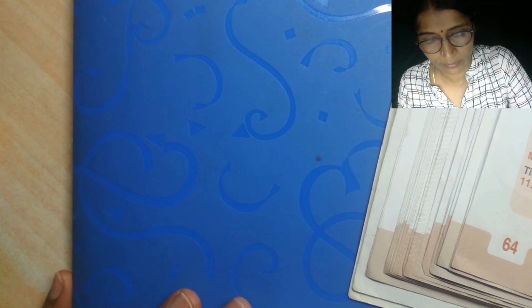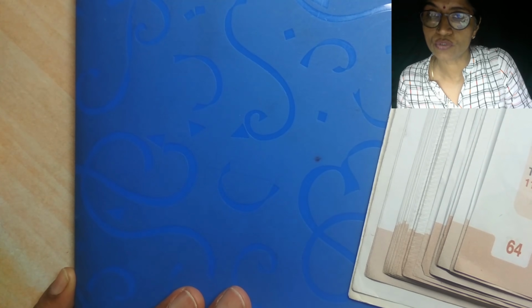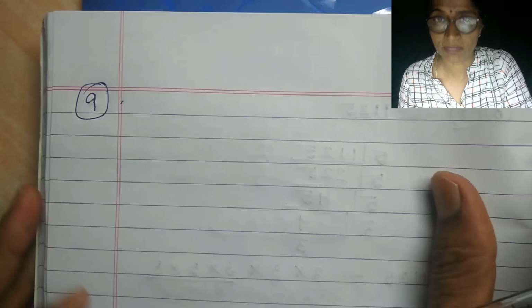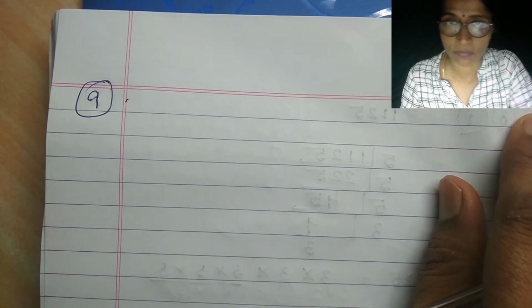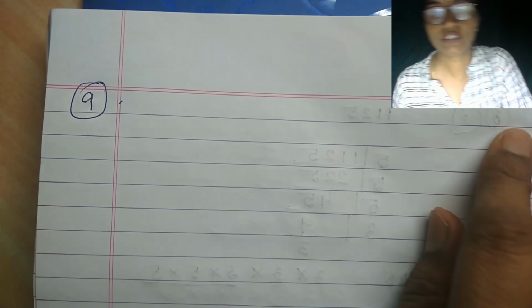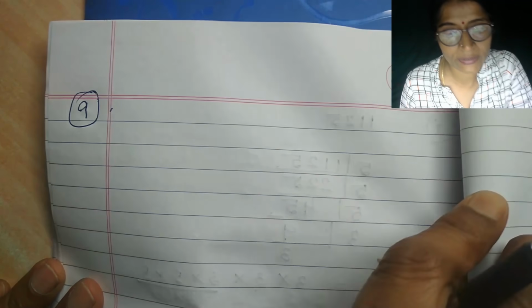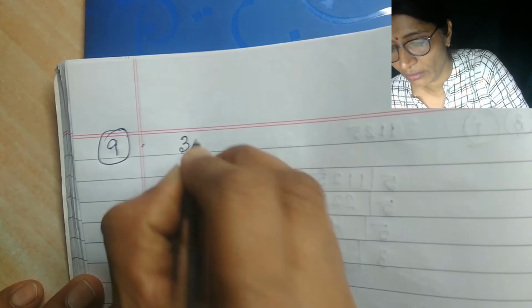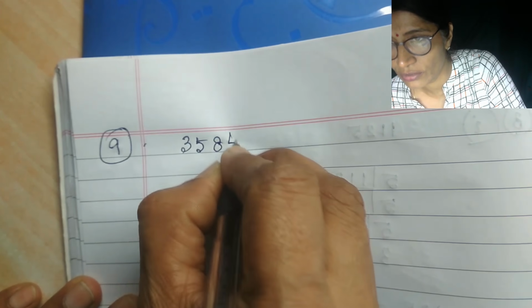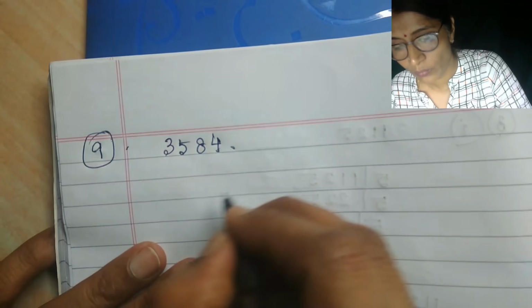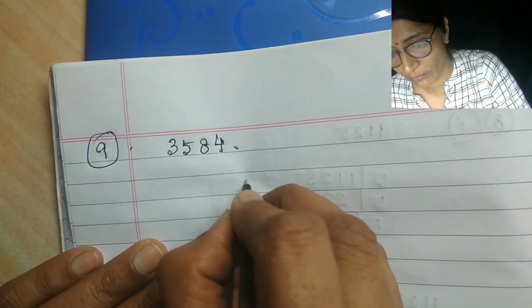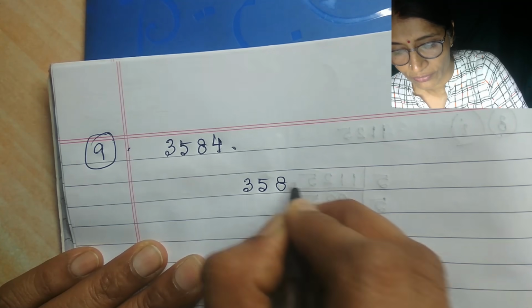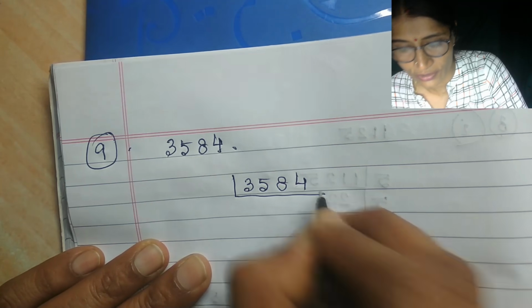Now next I am doing one example from 9, where it is asked by which number it must be divided so that the quotient will be a perfect cube, and the number given to you is 3584. So what to do? I'll take the number and find its prime factorization.